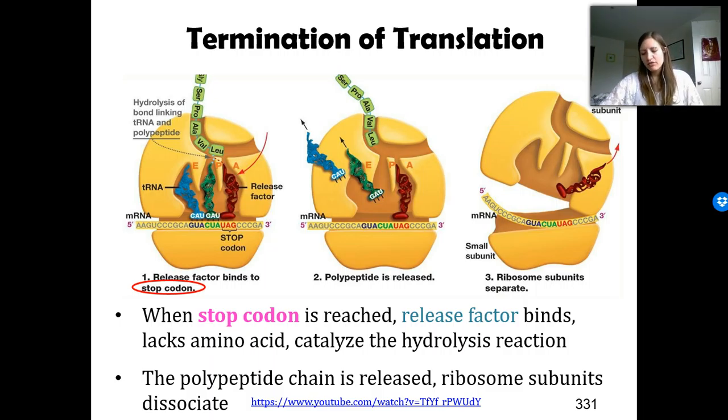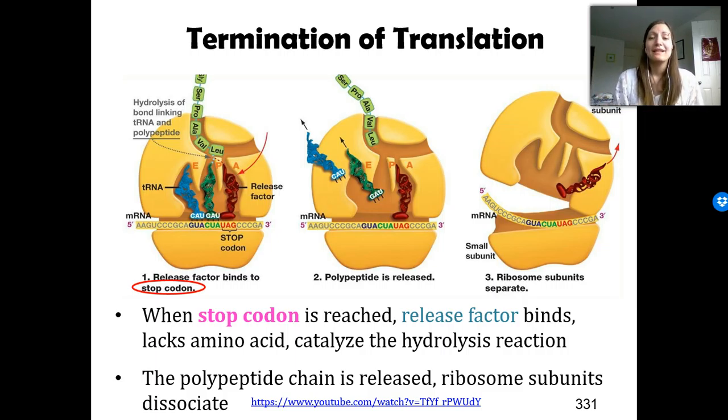So now we've gone through, we've elongated for however long it is. As a note, prokaryotes can add about 20 amino acids a second. So very fast protein synthesis. Whereas eukaryotes, we're a little bit slower. We're only adding about 2 amino acids a second. Still fairly quickly, but that is a minor difference between the elongation stage in both of our types of cells.